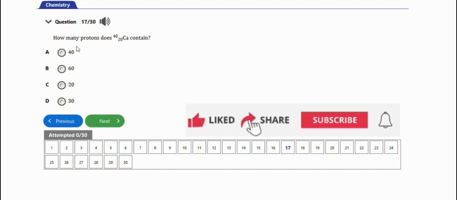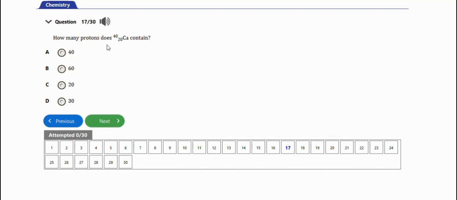This question says, how many protons does this element contain? So this is calcium. How many protons? So this is basically 20. Very simple. This 20 here is the proton number, or the atomic number. Next question will be this one. It says isoelectronic species have the same number of electrons. Option A is the right answer. Okay, next question will be this one.